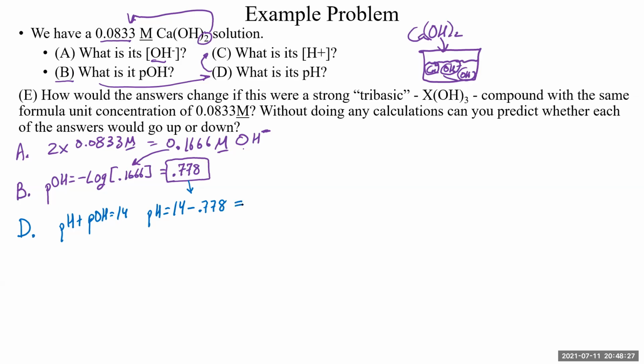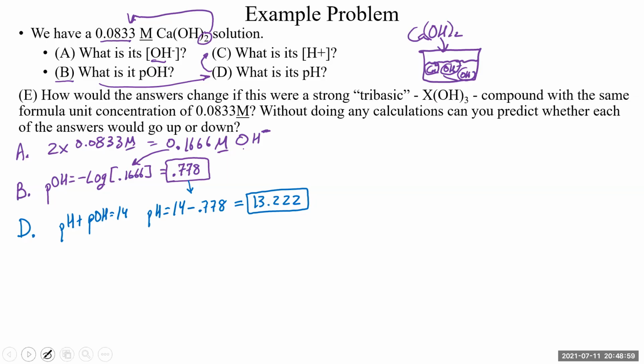And that's going to be 14 minus 0.778, 13.222. Again, no units. 0.778 plus 13.222, that's 14. So obviously that works out. Now we'll jump to C.